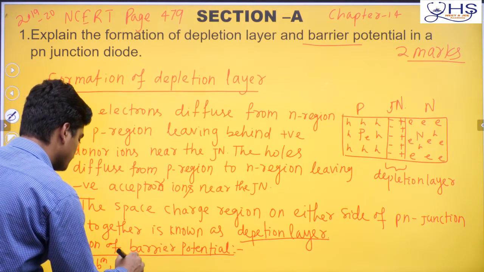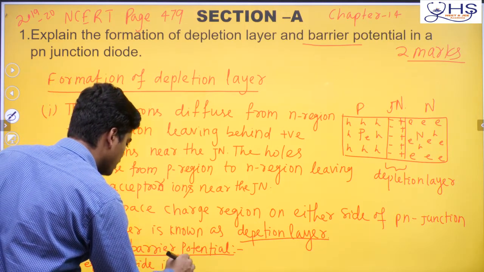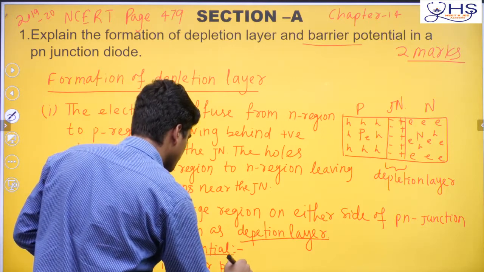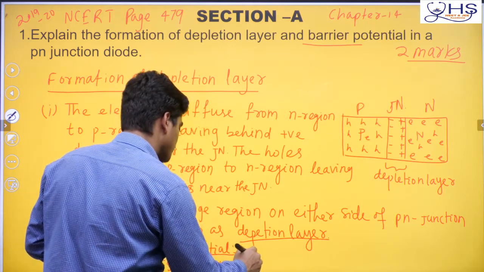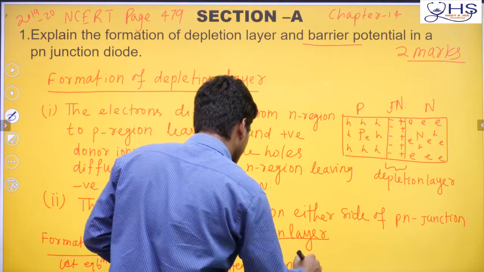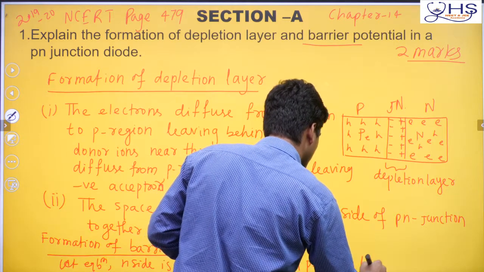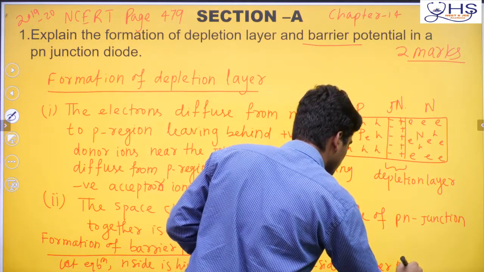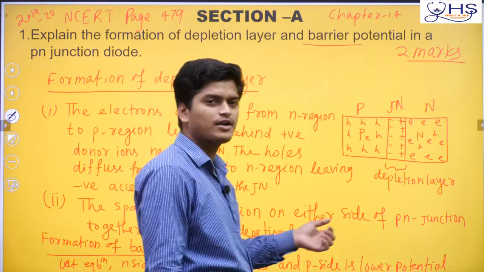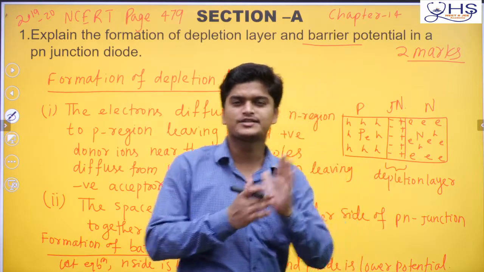N side is higher potential, and P side is lower potential. So whenever a higher potential, lower potential term coming, that means definitely what you understand. Now here definitely one potential difference is there.